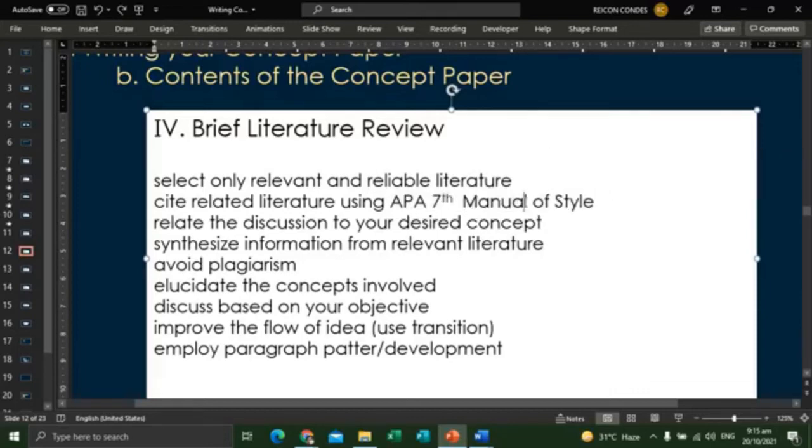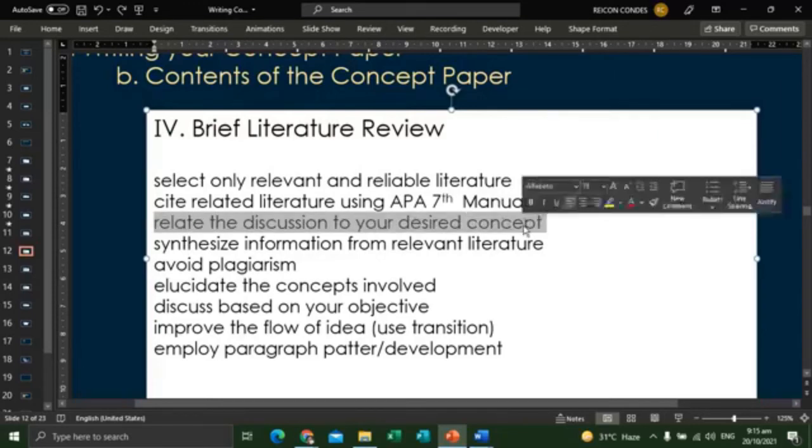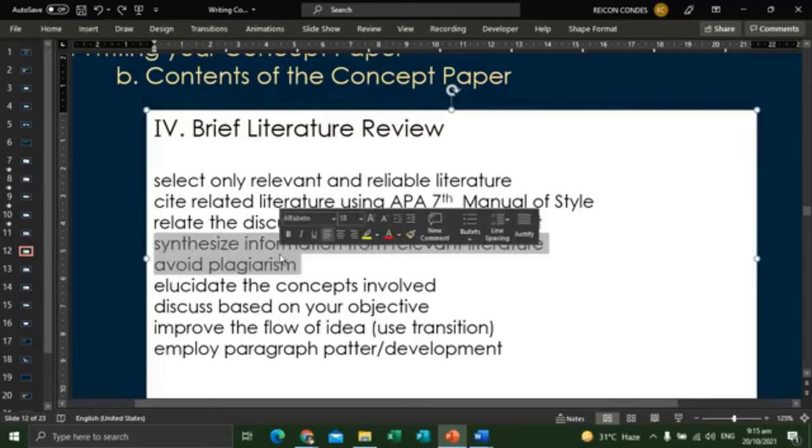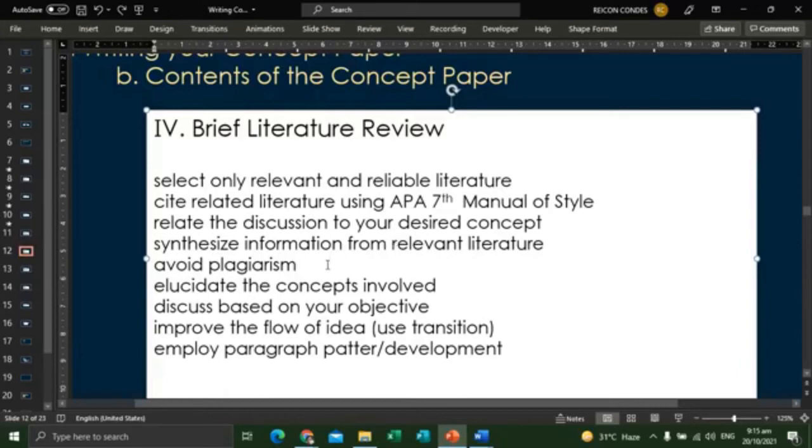Again, dun sa ating reference section, ay bibigay ko sa inyo kung paano mapapadali itong APA Manual of Style natin. And then, once again, you relate the discussion to your desired concept. And then you synthesize information from relevant literature. So, kunyari, nagbasa kayo ng 10. So, anong masasabi mo dun sa sinasabi nung 10 nabasa ninyo? You synthesize those literature. And then, of course, huwag tayong magka-copy-paste.